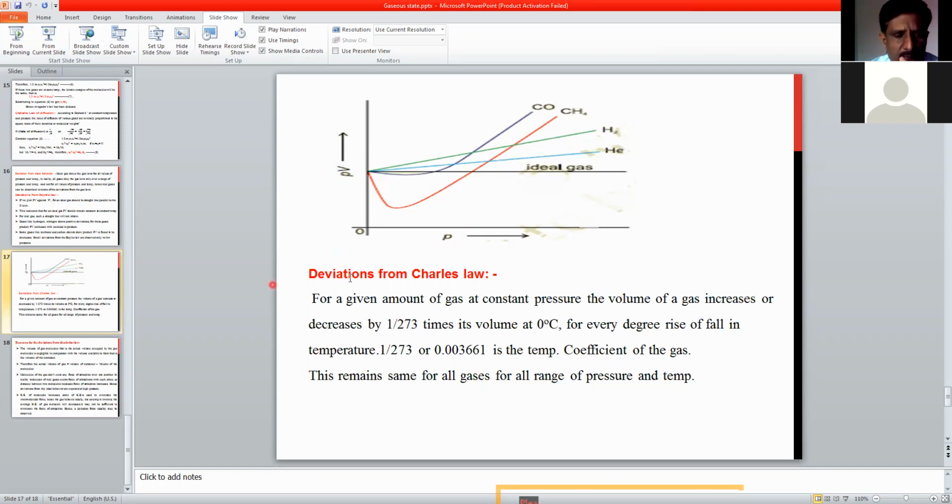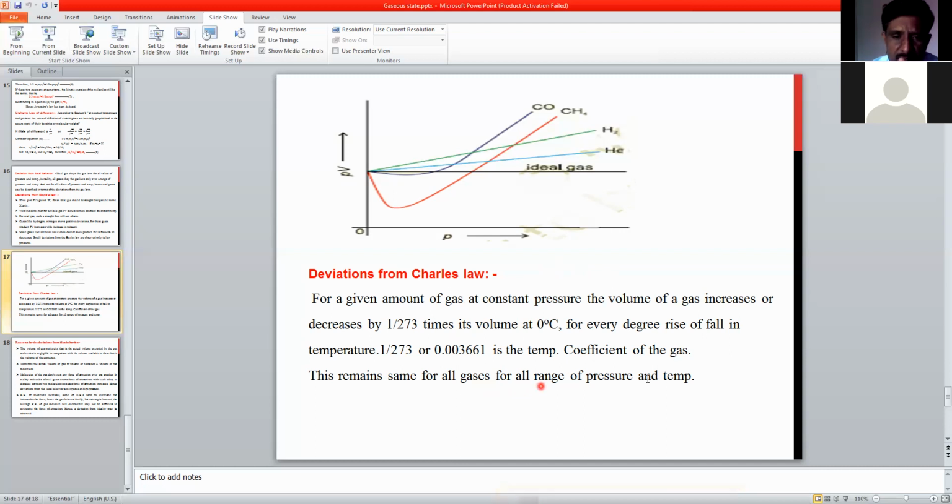Now, the next point from your syllabus is deviation from Charles' law. Friends, for a given amount of gas at constant pressure, the volume of a gas increases or decreases by 1 upon 273 times its volume at 0 degrees centigrade for every degree rise or fall in temperature. That is 1 upon 273, or 0.003661, the temperature coefficient of the gas. And this remains the same for all gases for all ranges of pressure as well as temperature.